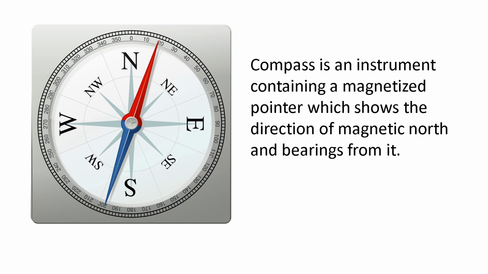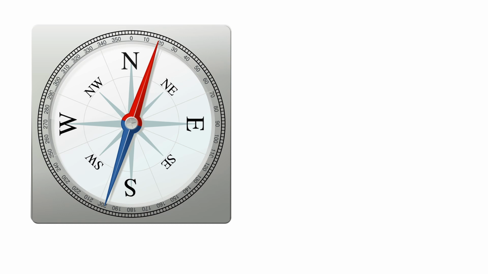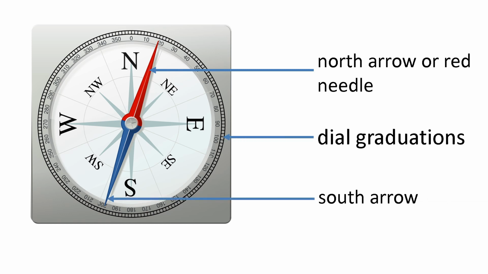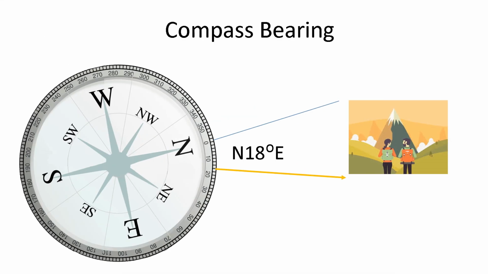Compass is an instrument containing a magnetized pointer which shows the direction of magnetic north and bearings from it. It has parts which are north arrow, dial graduations, south arrow, and direction of the go, which is yellow. You have to specify your direction of the go in the images. For example, set the yellow arrow as direction of the go.